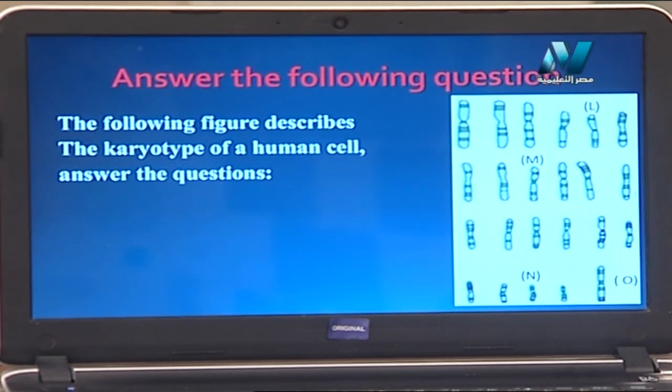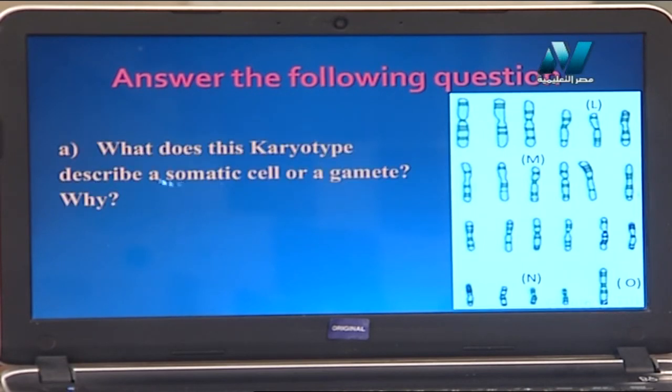Okay, the last question. The following figure describes the karyotype of a human cell. Answer the questions. The first question, what does this karyotype describe, a somatic cell or gamete? Of course, as you notice here, these chromosomes are single chromosomes, not pairs of chromosomes. That means the gamete contains half the number of chromosomes, and this is a gamete. Male or female? Of course, it is female, because as you see, the chromosome is big and represents the X chromosome.